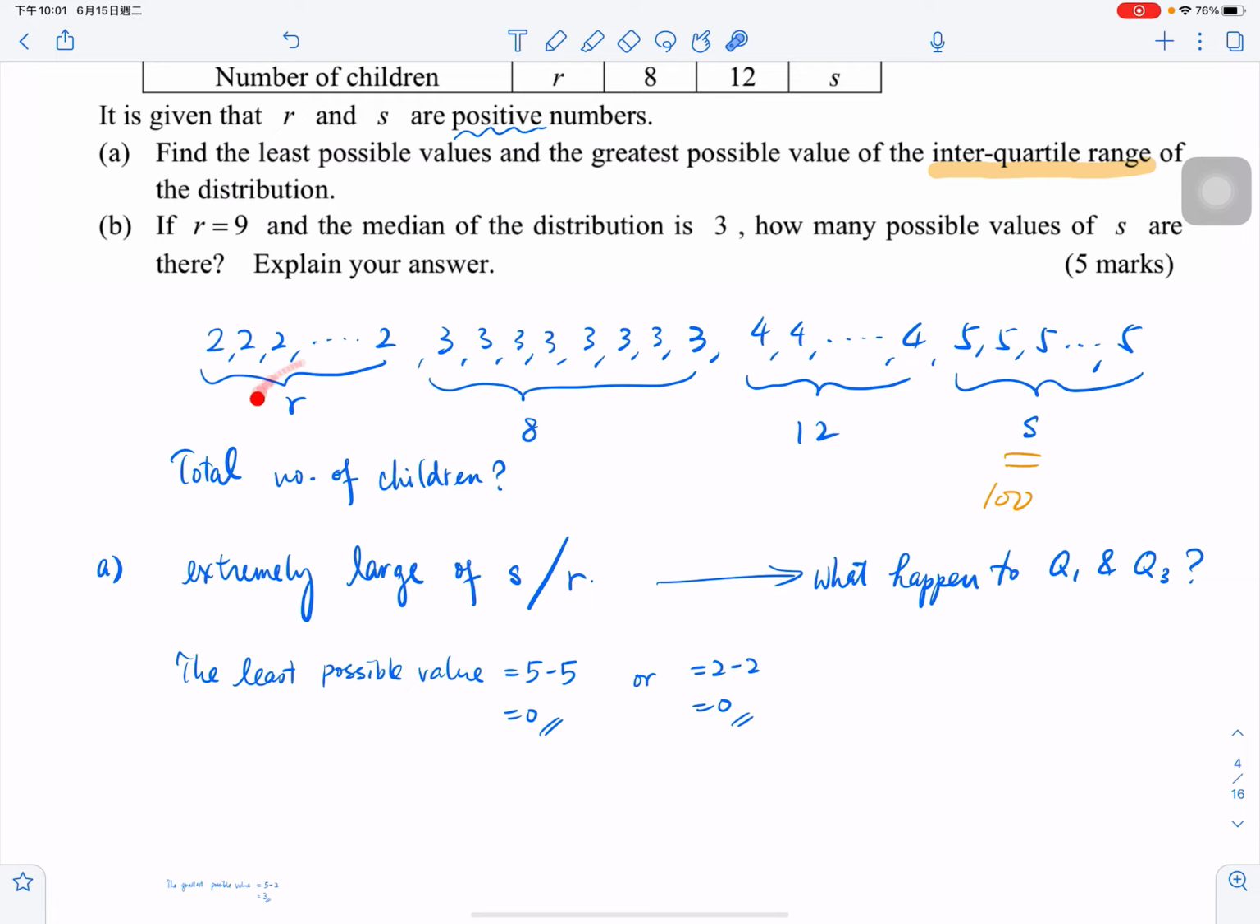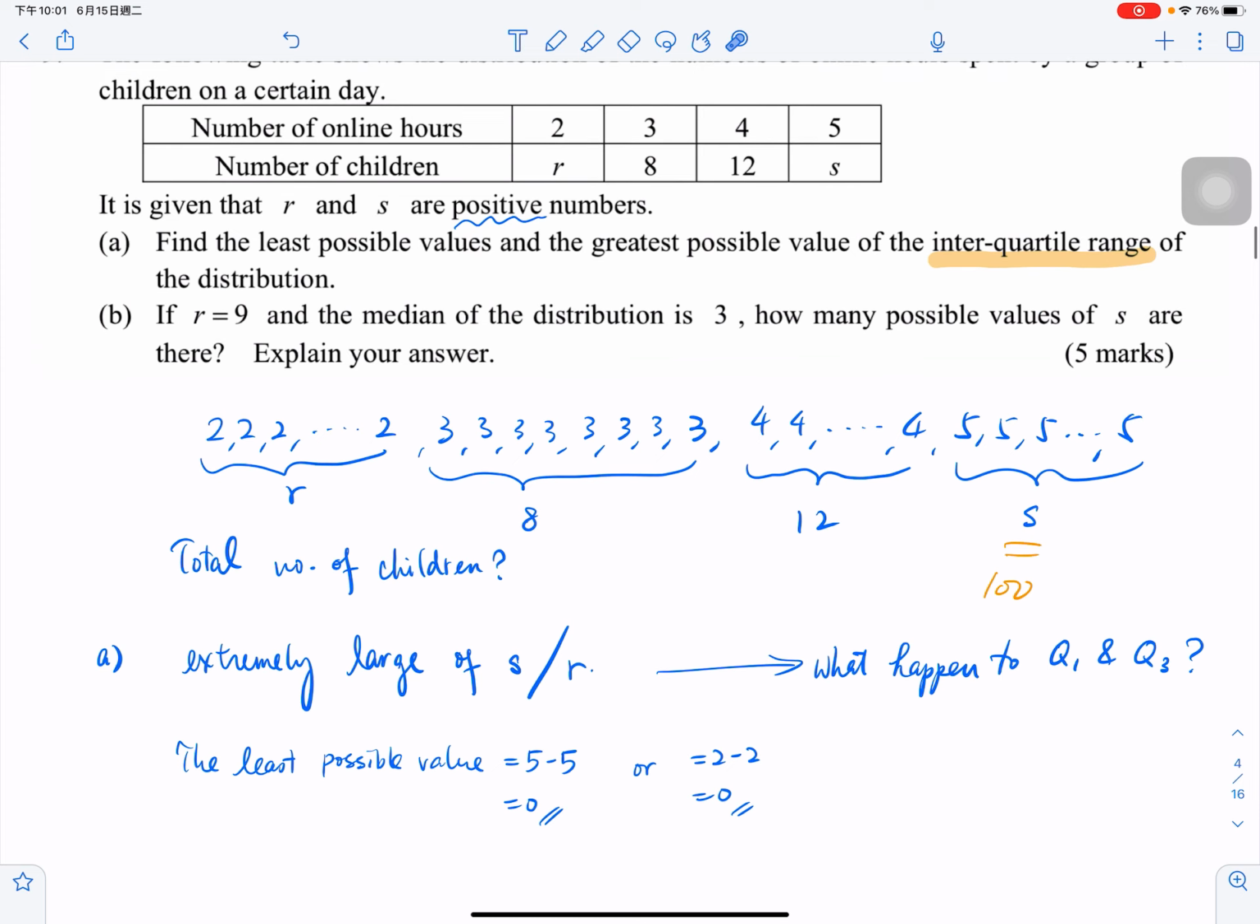If this time R is extremely large, I mean many children spend 2 hours online, then Q1 and Q3 will fall into this and this. So 2 minus 2, Q3 minus Q1, so it's 0. So the least possible value equals 0.